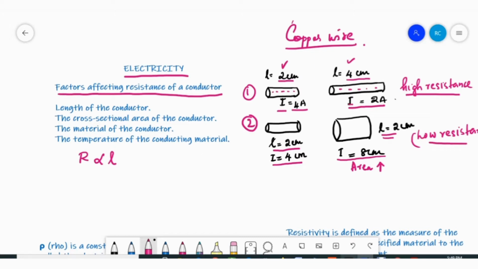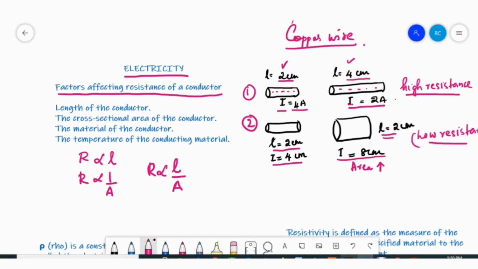So what is the relation between resistance and area of cross section? If area of cross section is doubled or increased, resistance will be low. So R is actually inversely proportional to area of cross section. So we are writing 1 by A. If you are comparing these two relationships, you will get R is proportional to L, which means resistance is directly proportional to the length of the conductor, but it is inversely proportional to the area of cross section. So R is proportional to L by A.